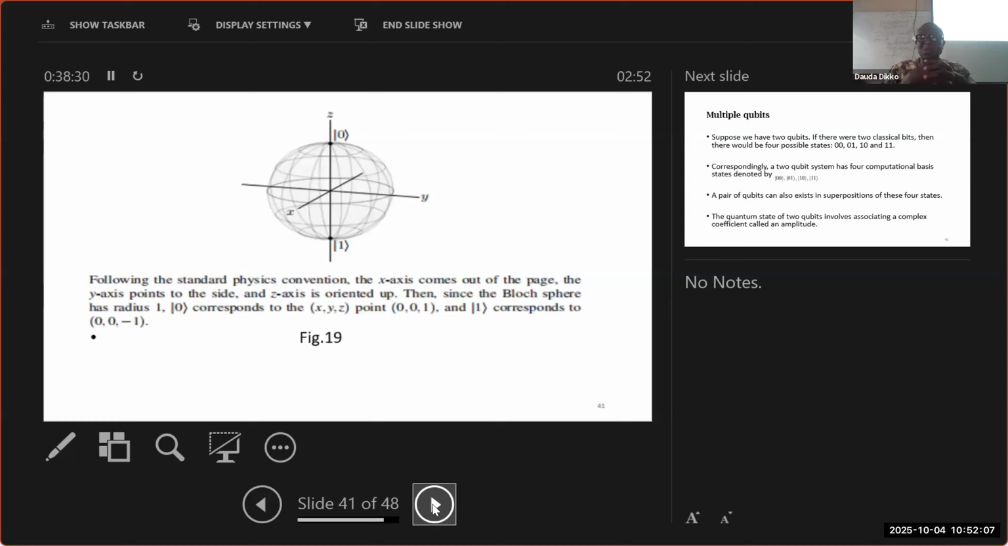So we follow the normal physics convention. You can see that the x-axis is coming out of the page, while the y-axis points to the side and the z-axis is oriented up. So from the Bloch sphere, whose radius is 1, the state 0 corresponds to 0, 0, 1, and that of 1 corresponds to 0, 0, minus 1. It is minus 1 because of the rotation, okay?